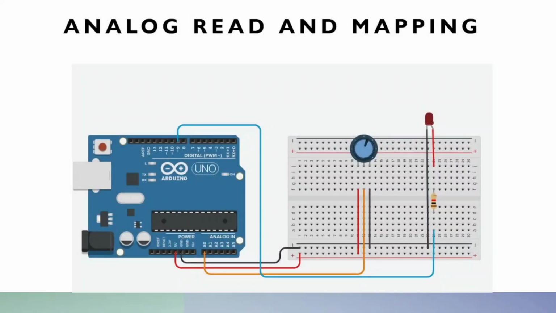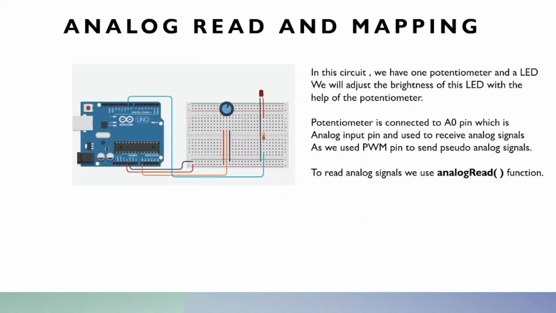Now this is our fourth chapter, analogRead and mapping. Let's learn. In this circuit we have one potentiometer and one LED. We will adjust the brightness of our LED with the help of this potentiometer.